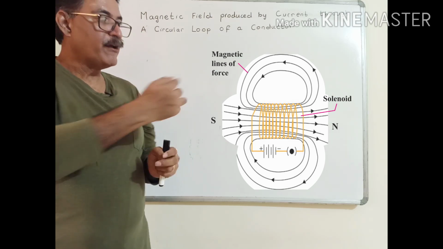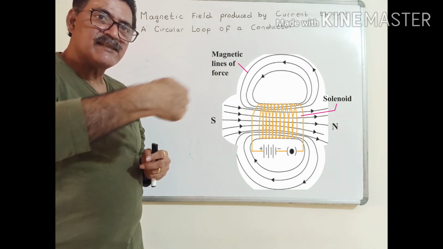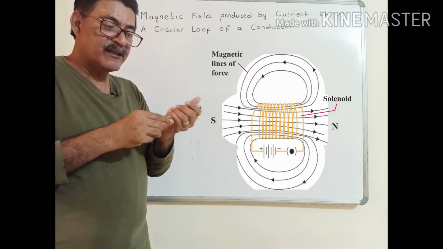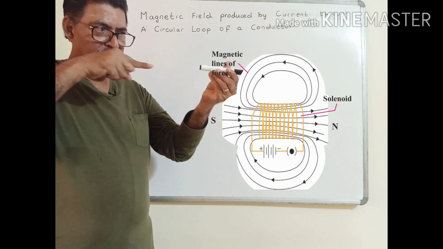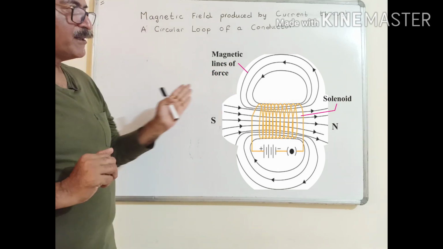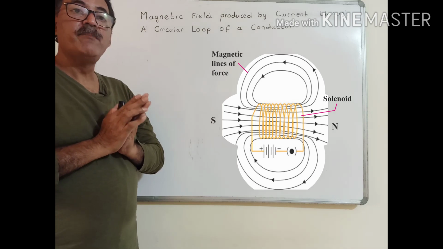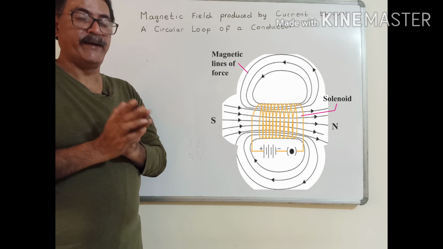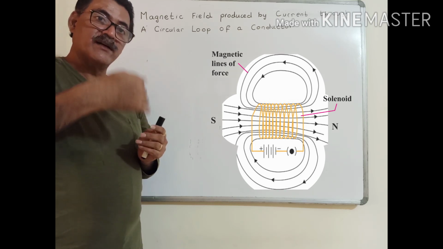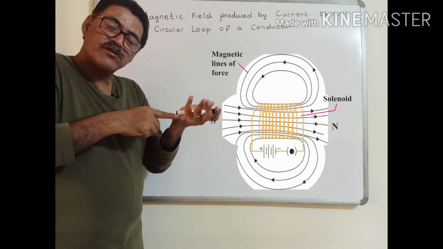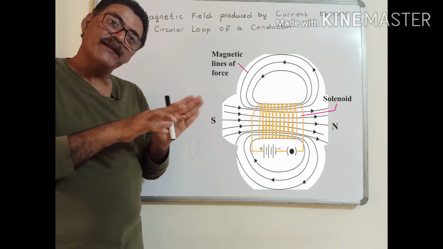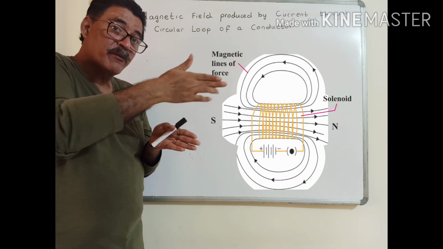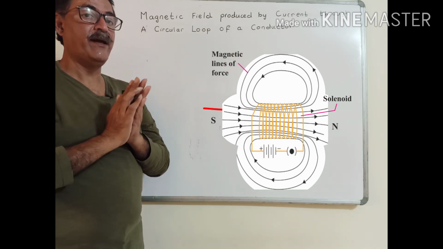Now students, in the solenoid also, if you increase the number of turns, the intensity of the magnetic field produced at the center of the solenoid increases. At the center of the solenoid, the magnetic lines of force will be stronger as you increase the electric current flowing through it, right? So even if the number of turns is increased, the magnetic lines of force will increase. If you increase the current flowing through that solenoid, the intensity of the magnetic field inside the solenoid will increase.